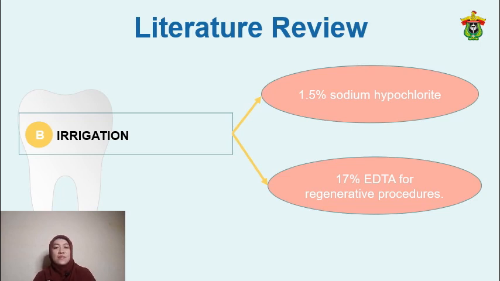Clinical considerations: American Association of Endodontics or AAE recommends using 1.5% sodium hypochlorite followed by 17% ethylenediaminetetraacetic acid for regenerative procedures. Another irrigation material that is often used in endodontic procedures is EDTA 17%. Its role is mainly due to its calcium chelating properties, which can remove the smear layer formed during mechanical root canal preparation.